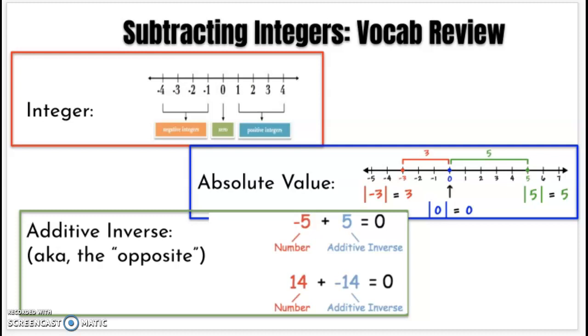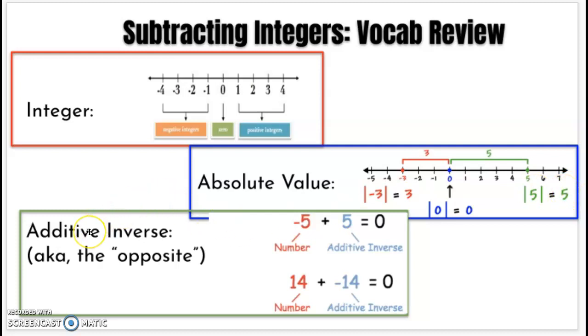Absolute value is an integer's distance from zero on a number line. Absolute value can be notated using these vertical bars, and that is read as the absolute value of. So this red symbol here is read as the absolute value of -3. This green one is the absolute value of 5. And that's something that you could evaluate or solve to find one numerical answer.